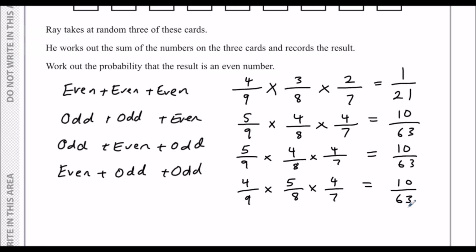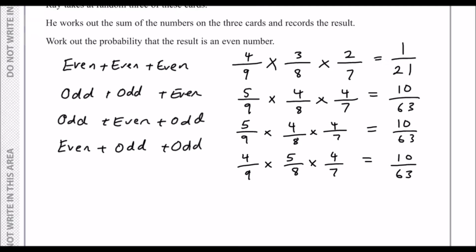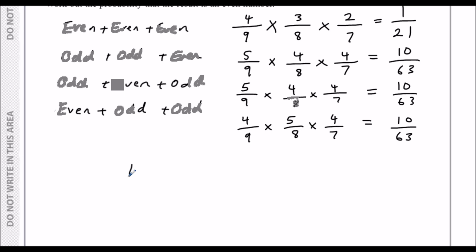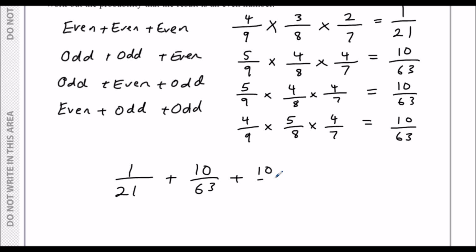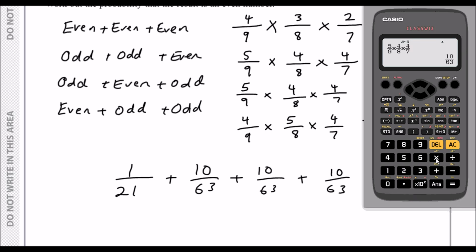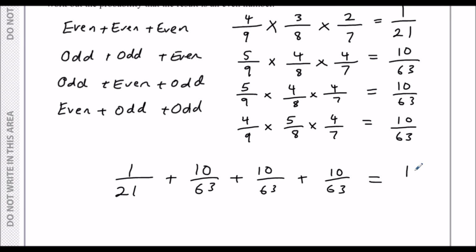So these are our options. To get the probability of an even, we add them together. So 3 lots of 10 over 63 plus 1 over 21 is 11 over 21.